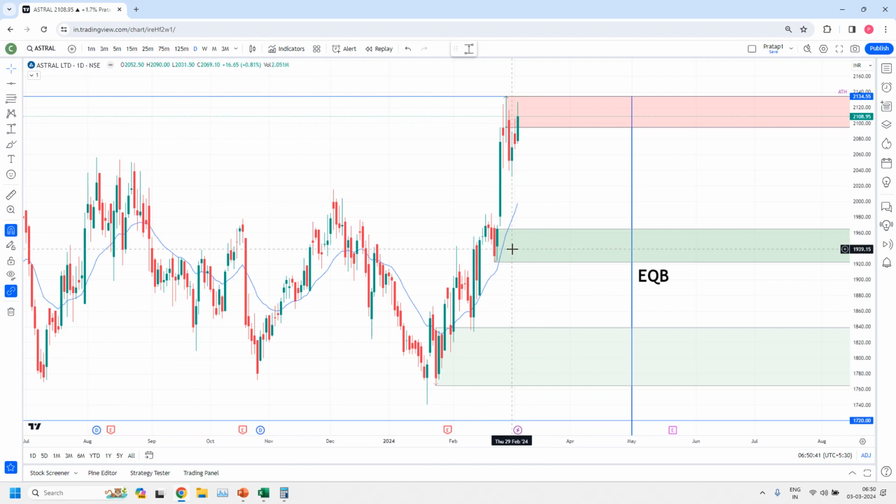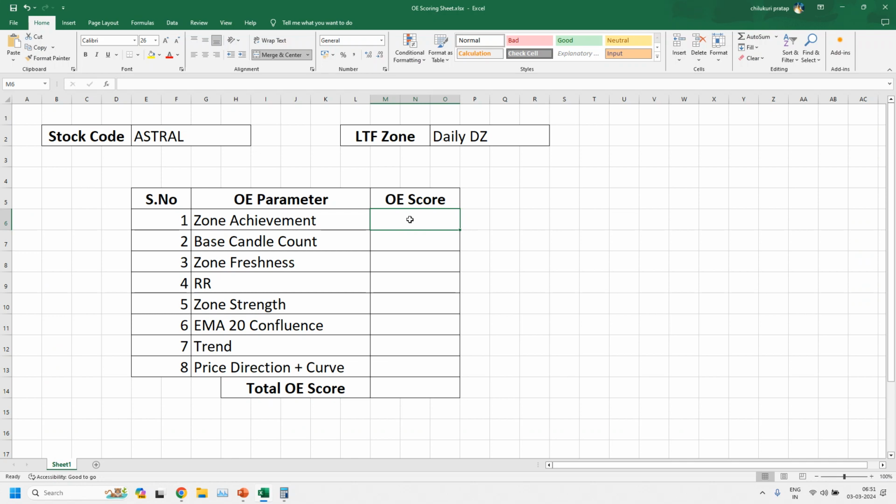What kind of zone achievement is it having? It is having a violated opposing zone. A violated opposing zone will get a score of 2. So let's enter the score 2 here.